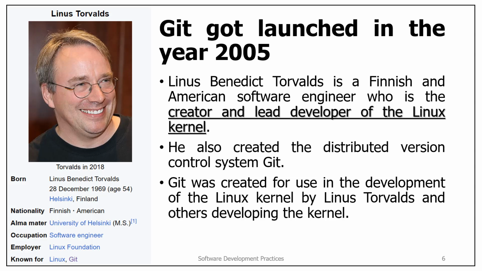It was created for use in the development of the Linux kernel. There they were working on Linux kernel development, and in that process, to restore or preserve the older versions of files, they created this Git version control system. That is the backstory behind Git. Git was launched in the year 2005.